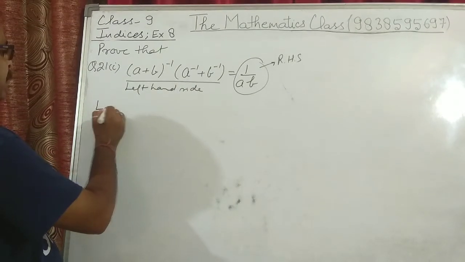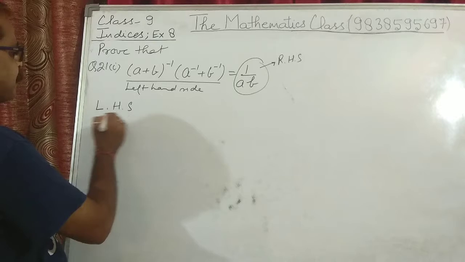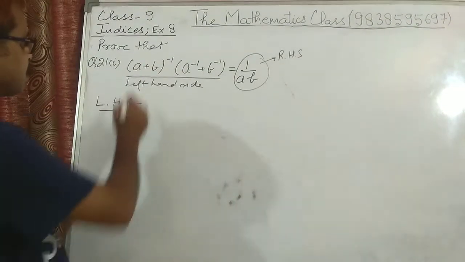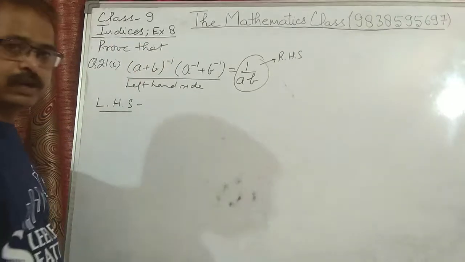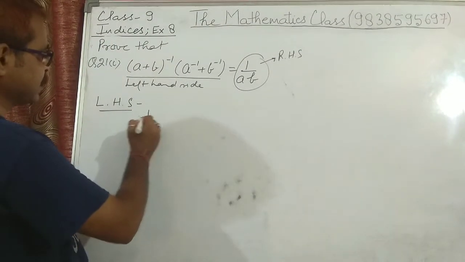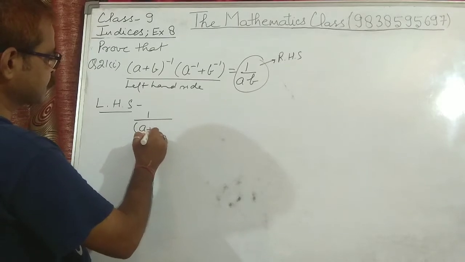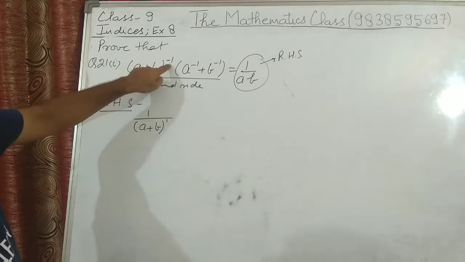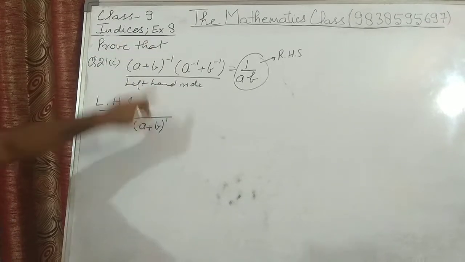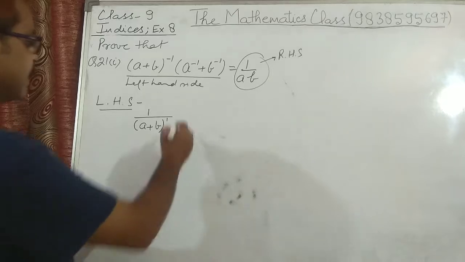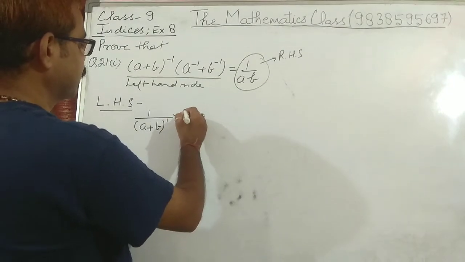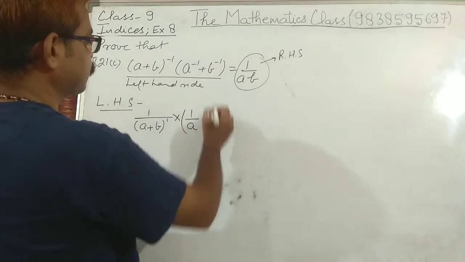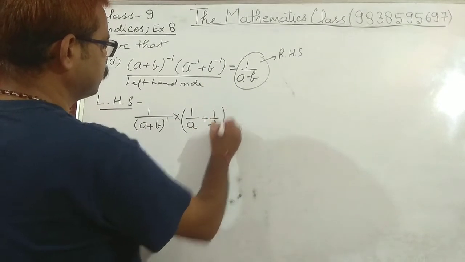So first we need to write LHS. LHS means left hand side. Now what is the question? (a plus b) to the power minus 1, whole power minus 1, can be written as 1 upon (a plus b) to the power 1, either you write or you don't write. Since the power was negative, I brought this whole thing to the denominator and the power turned positive. In the second one, that is multiplication, a to the power minus 1 can be written as 1 upon a, and b to the power minus 1 can be written as 1 upon b.